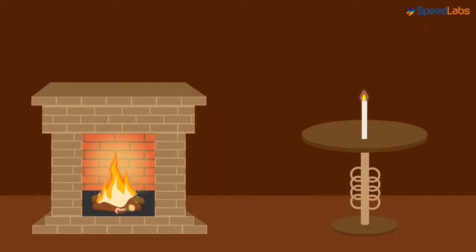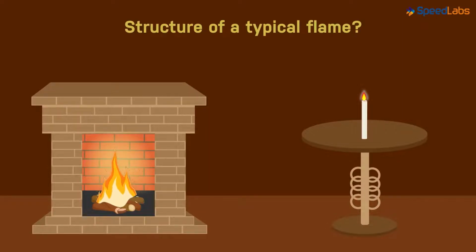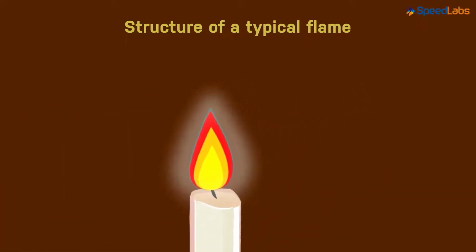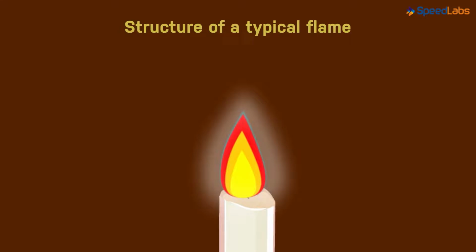But have you ever observed the structure of a typical flame? Wait, does it have a typical structure? Yes, it does. Let me explain. This is how a flame is produced when a candle burns. If we zoom in further, we find that a single flame has many parts. Yes. As we can see here, there are three major noticeable parts in it.